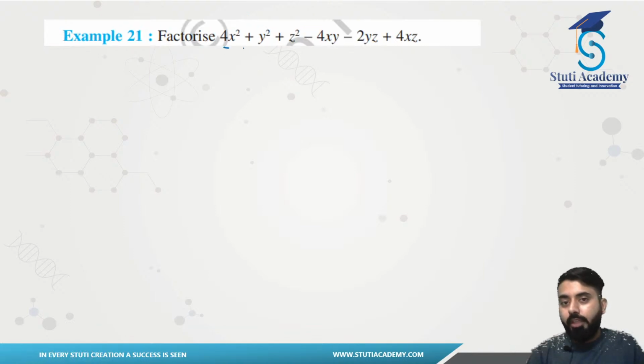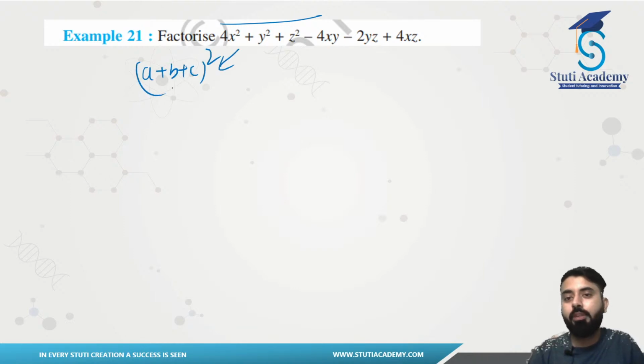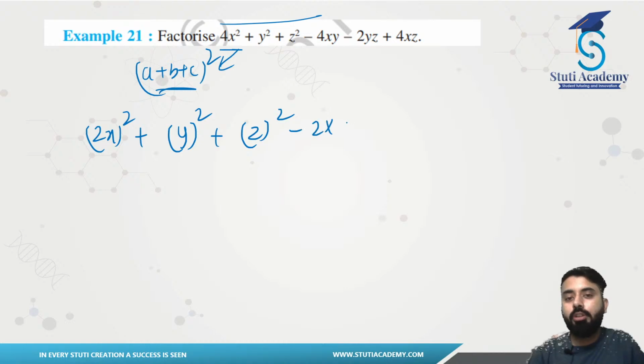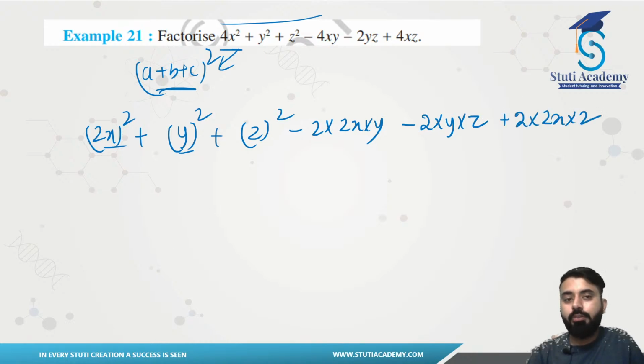Now we have to factorize this. So see, always remember we have three terms and each of them is carrying a square. So this should be like this, (a plus b plus c) whole square. It has to be converted into this form. So you guys see, can I write 4x square like this, (2x) whole square? Can I write y square like this, (y) whole square? Can I write z square like this, (z) whole square? And 4xy, this will be 2 into 2x into y, right? And can I write 2yz like this, 2 into y into z, and lastly 4xz as 2 into 2x into z, right?